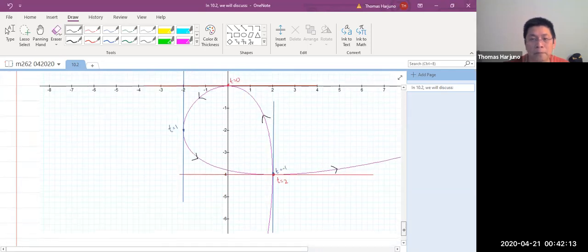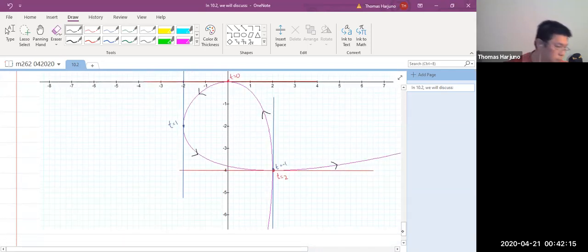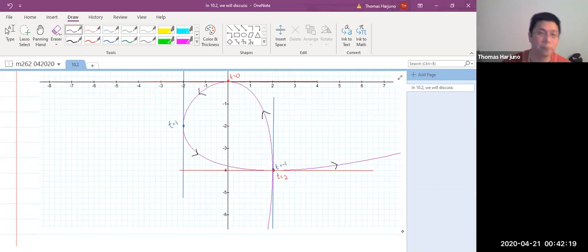Okay. Now that's for this derivative, the first derivative, and then tangent line, horizontal tangent line, vertical tangent line, and the second derivative, and the concavity.